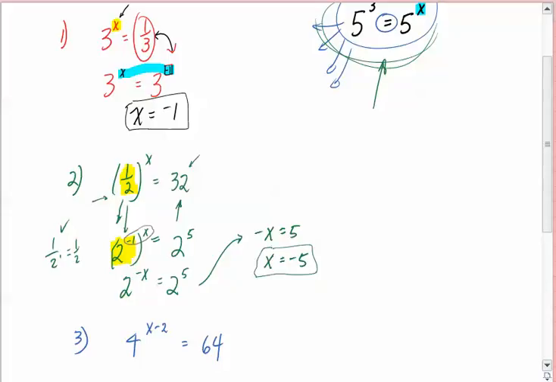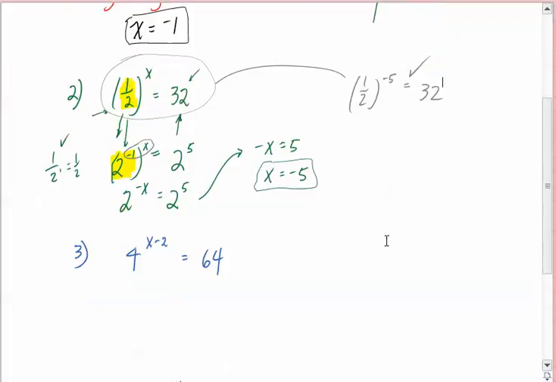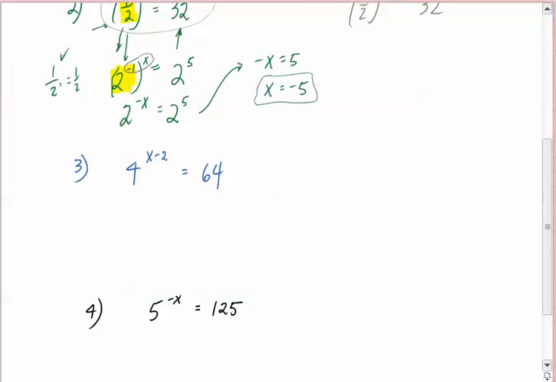If you want to grab a graphing calculator and drop in the negative 5 in that position right there, that's going to equal the same as 32. So you can go check it on your own. I'll let you do that. Number 3, let's take a look at that one.